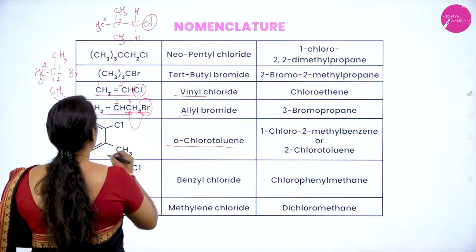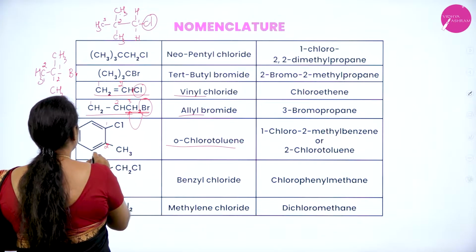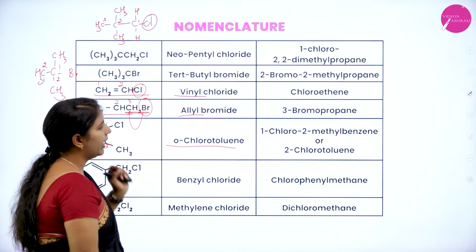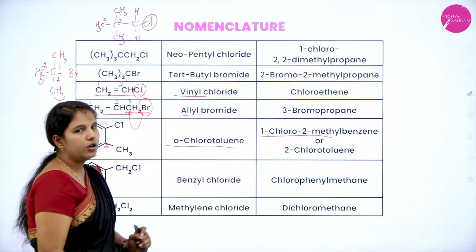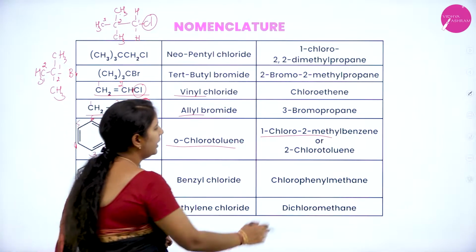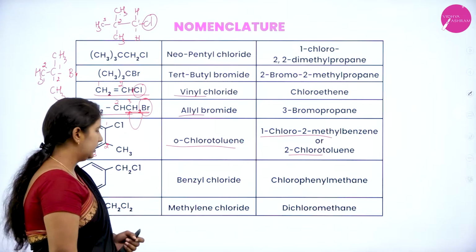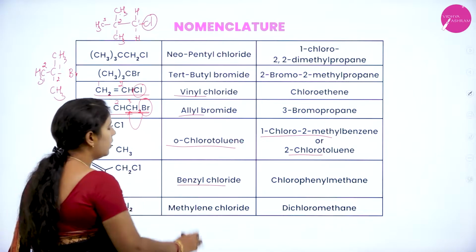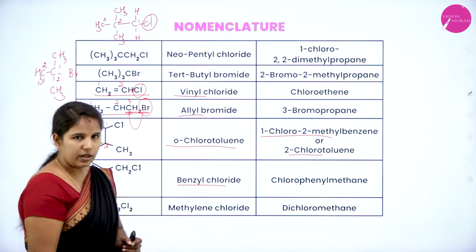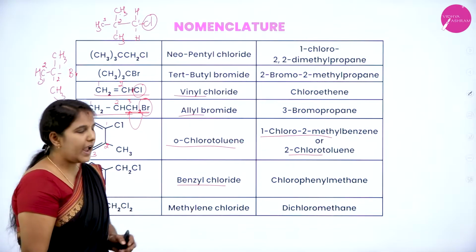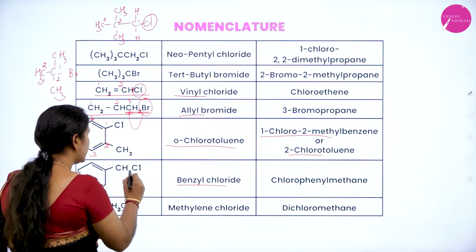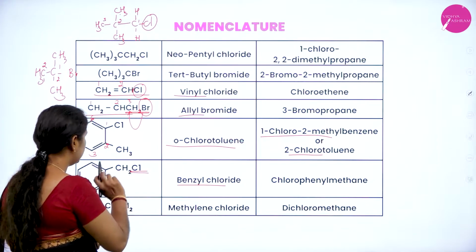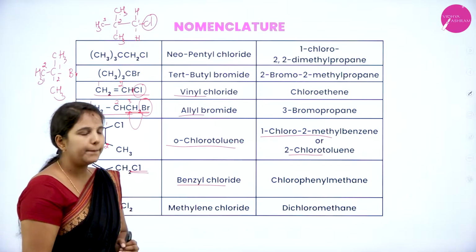Next, we have a benzene ring with a Cl and CH3, and it is known as what? Ortho-chlorotoluene, and it can be numbered as 1, 2, 3, 4, 5 and 6. 1-chloro-2-methylbenzene, or you can say that it is 2-chlorotoluene. Okay. Next, we have CH2Cl, and it is known as what? Benzyl chloride, and the IUPAC name is known as what? Chlorophenyl methane. Why is it chlorophenyl methane? You can see that this is a chloro group and it is having a benzene ring. So it is chlorophenyl methane.